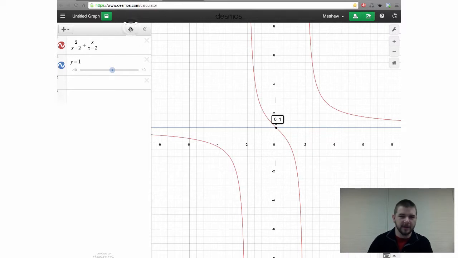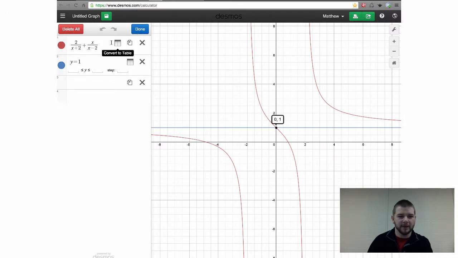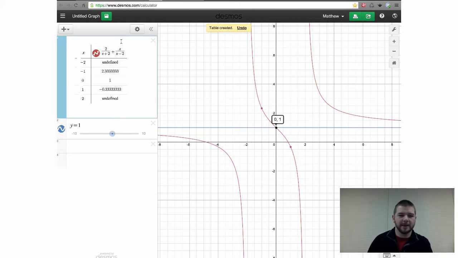If you click on the gearbox above that, and then notice next to this function, well, next to both functions, but this one in particular, we have a table or convert to table option. When I select that, note what it does to that function. It generates a table for us. And it just so happens that we have the value that we need showing right here in the table. x is 0 when the output of the function is 1.